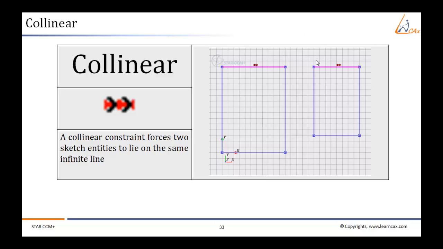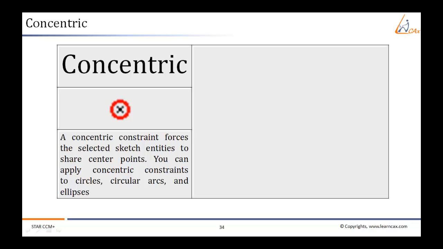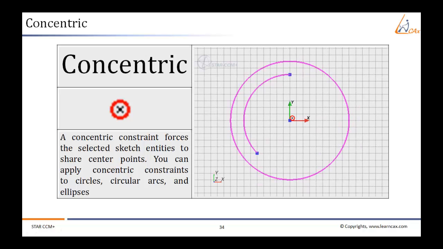The concentric constraint is the next tool. This constraint forces two sketch entities to be concentric with each other, that is, having the same center point. We can apply this constraint on two or more circles or arcs or ellipses. As shown in the figure, the circle and the arc are forced to be concentric.